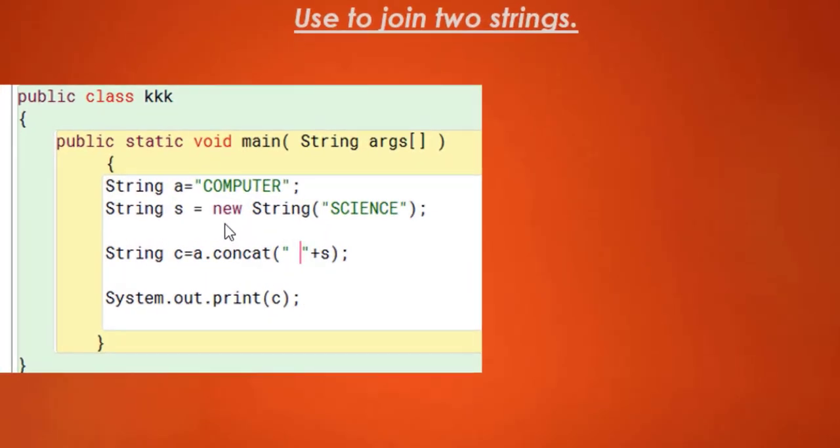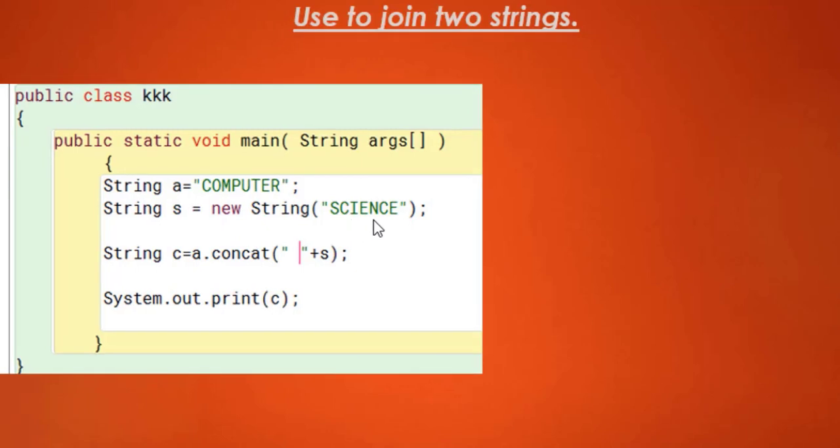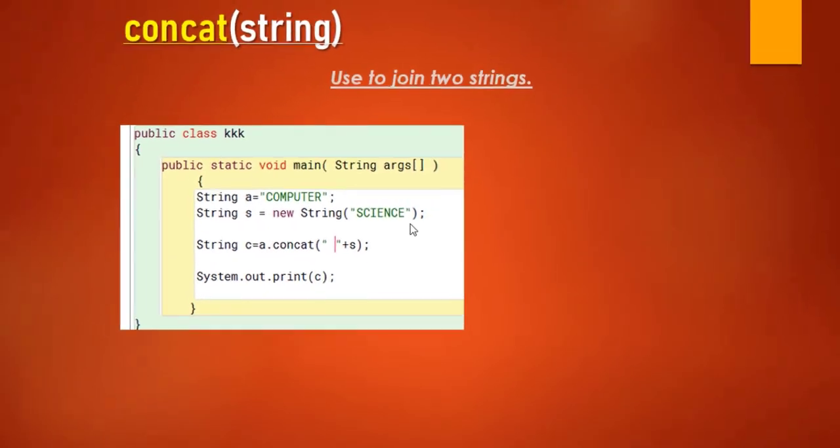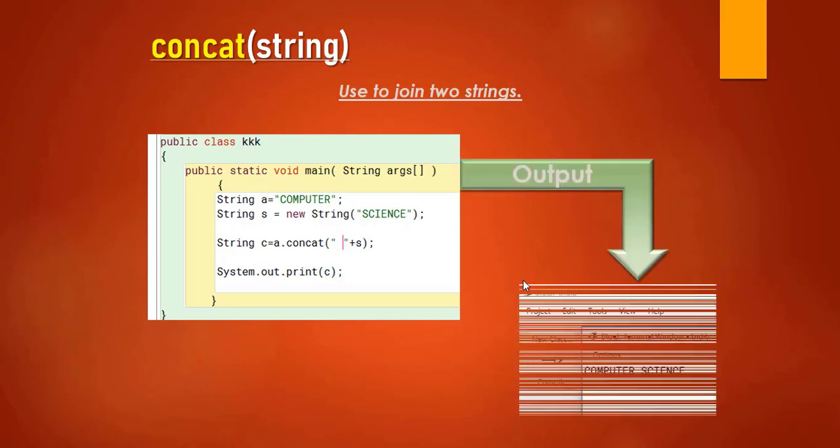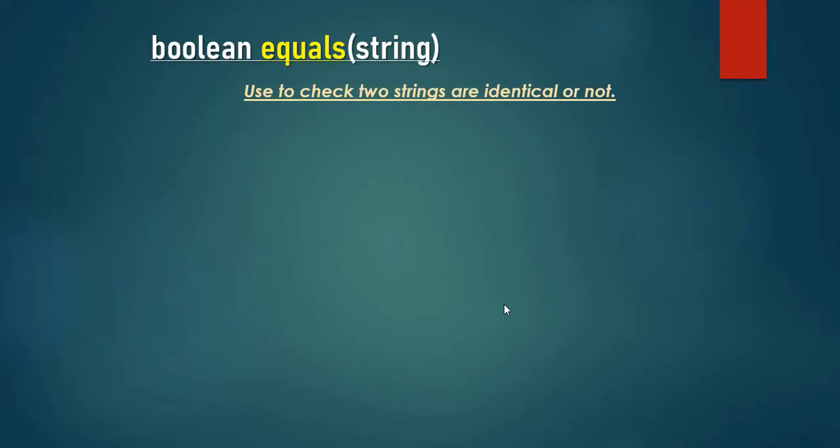Next is the concat function, which is used to join two strings. In this example we can see that string a equals "computer" and s equals "science". Now if I concatenate the two strings, like c equals a.concat(s), and I am printing c, this a string and s string will be concatenated. That means the output will come as "computer science".